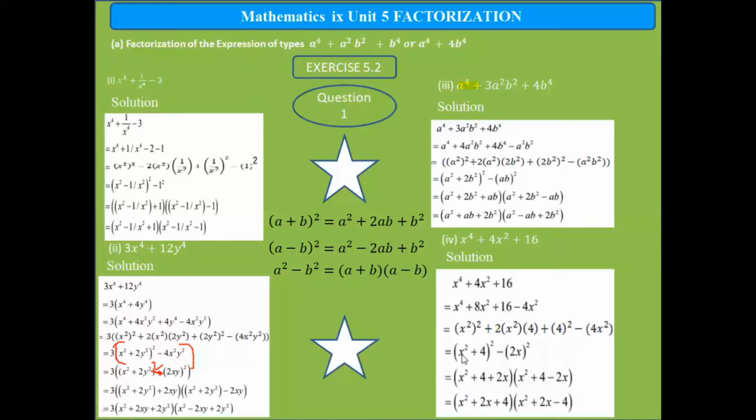Again, we'll use the formula a square minus b square. This is x square plus 4 plus 2x, and x square plus 4 minus 2x. Writing this in descending order of x: x square plus 2x plus 4 and x square plus 2x minus. Here I think there is a mistake. I need a pen. Here this must be negative, and this will be positive. So we write x square minus 2x plus 4.